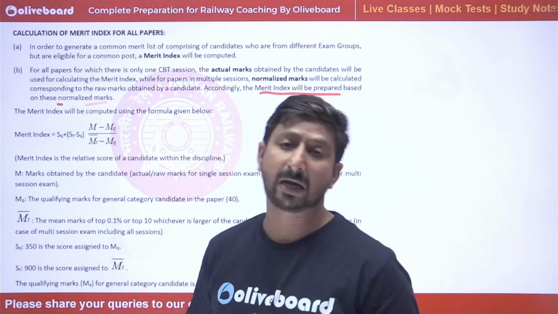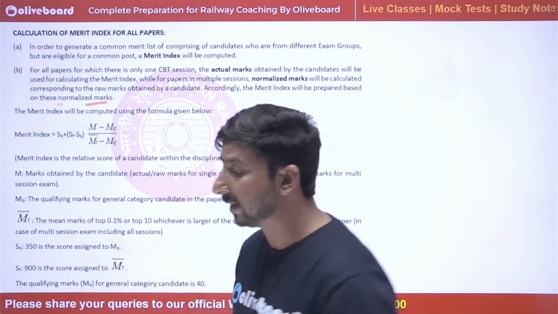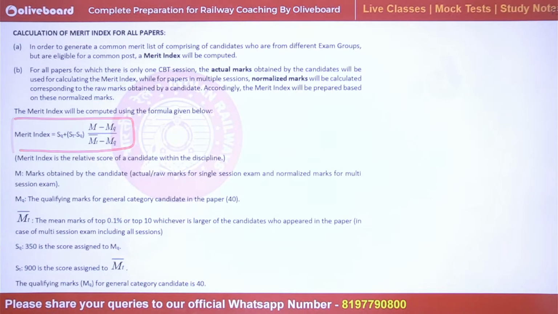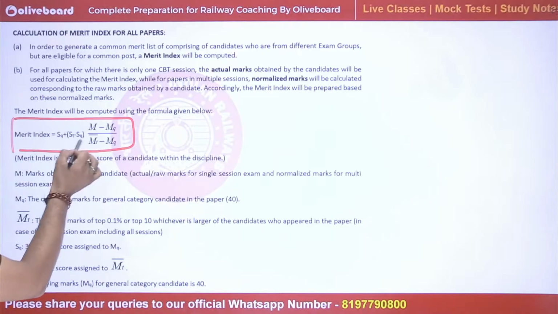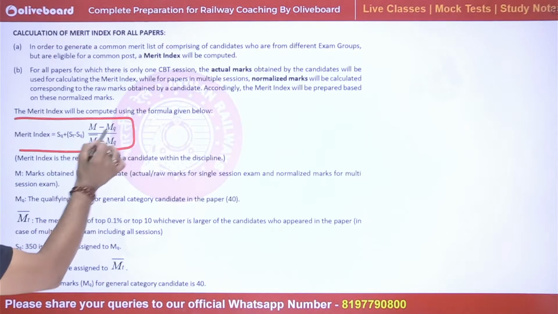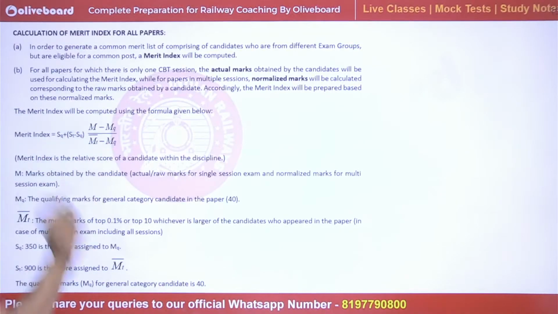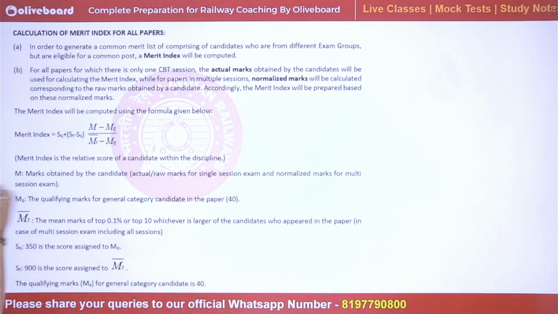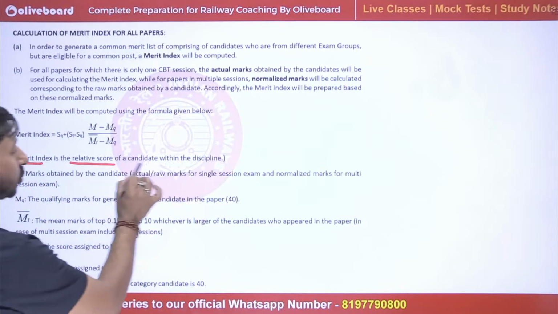Sir, how will we calculate it? This is the formula for the merit index: SQ plus ST minus SQ, times M minus MQ, divided by MT bar minus MQ. Now, sir, what is this ST? What is this SQ? What is this M? What is this MQ? Or what is this MT bar? Getting or not? So it is very clear that merit index is the relative score of the candidate within the discipline.